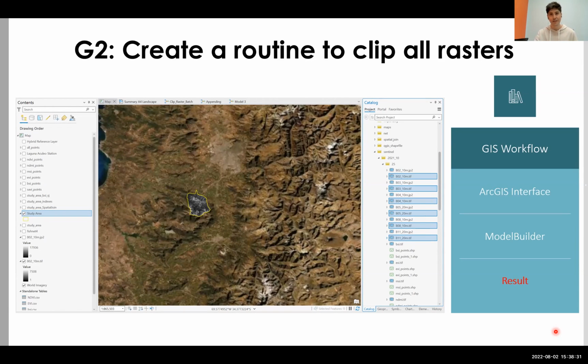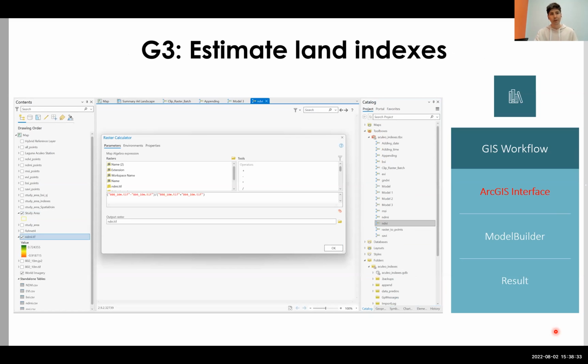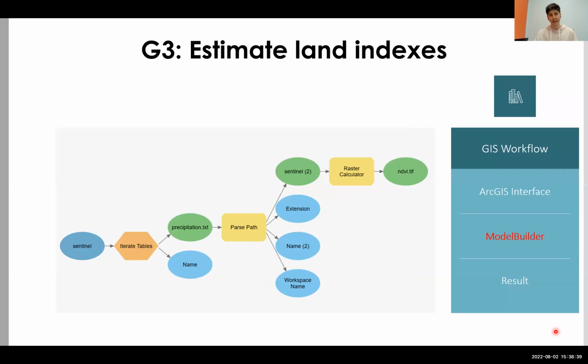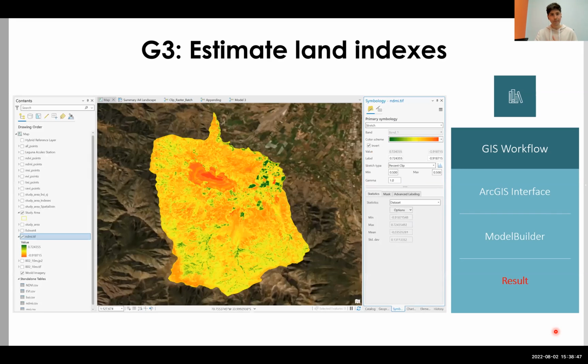So goal number three was to estimate the land indices. We used a raster calculator, and once again we used a model builder, and we automatically estimated all the rasters with the value for each different land index. And this is very automated.